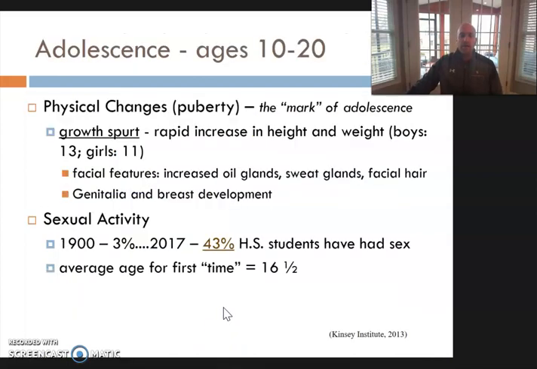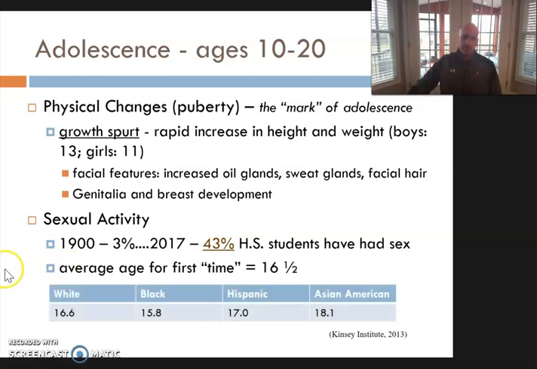Okay. The average age for first time hovers around 16 and a half. That first time means first full sexual intercourse. In some cases, when you break it down by race, it is different. Asian Americans are closer to the age of 18 for that first time, with African Americans and Caucasians being closer to the age of 16. So there could be an explanation there in terms of race, but there are also other explanations, and this is something I want to share with you guys.